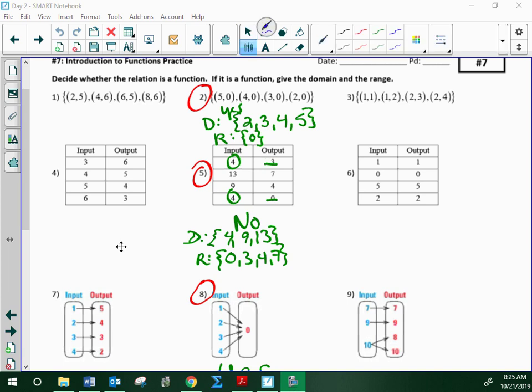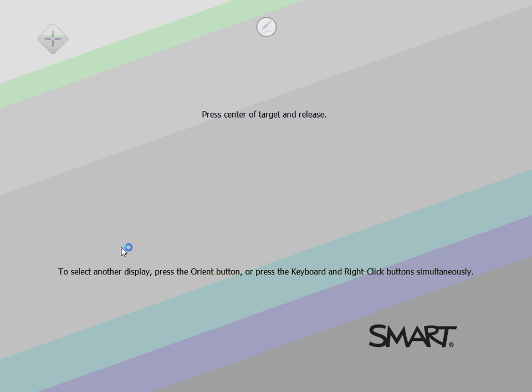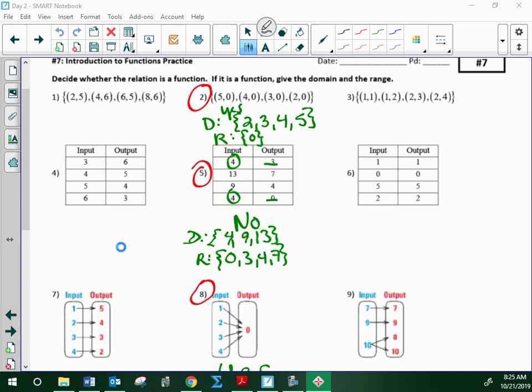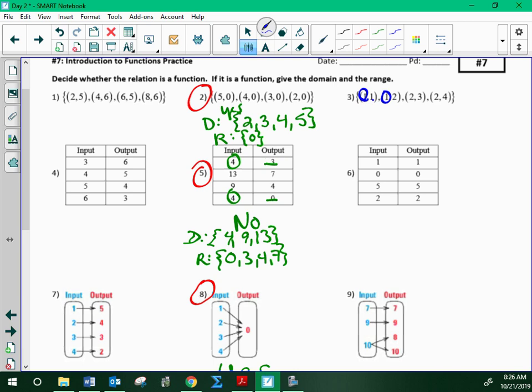Okay, so it says decide whether the relation is a function. If it is a function, give the domain and range. Just like we were saying as we were going over our homework, it's a function if our x is going to different y's. So if x is repeated and they have different y's, it's a problem. If x is repeated with the same y, that's okay. To decide if it's a function, we first look to see if x is repeated. Right away, we see x is repeated with different y's, so it's not a function. You can go ahead and fill this in on your worksheet 7 practice.